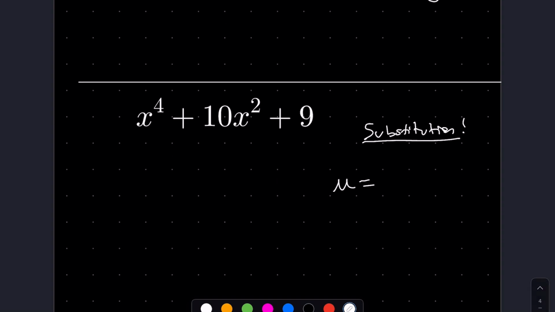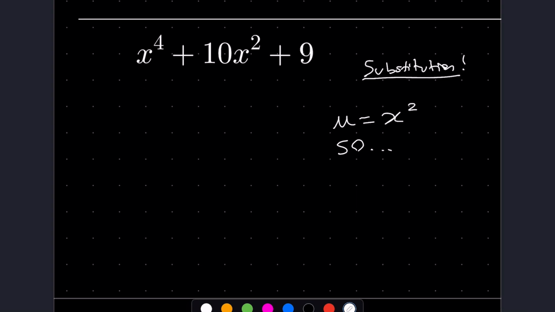All you have to do is set u equal to x squared, because now we're able to turn it back into our regular quadratic, just in terms of u. So instead of having x to the power of 4, we're going to have u squared, because we know that x squared squared is x to the 4. So that allows us to do that. We're going to get u squared plus 10u, because again, u is equal to x squared, plus 9.